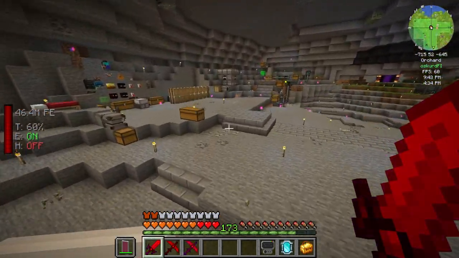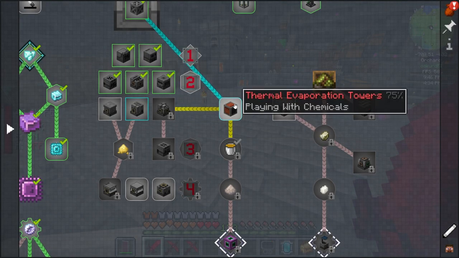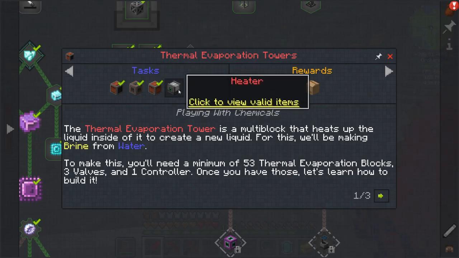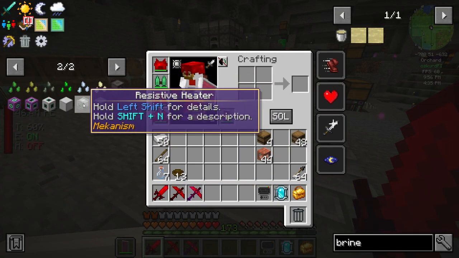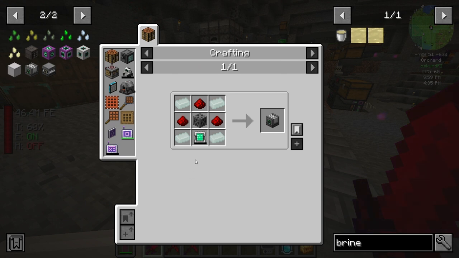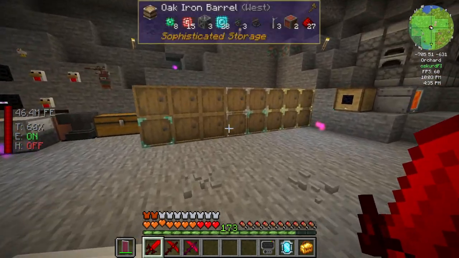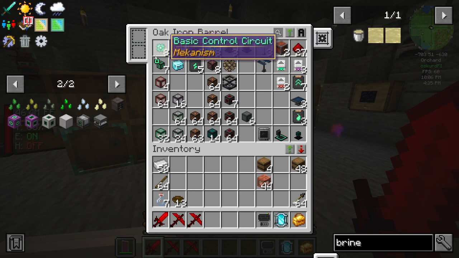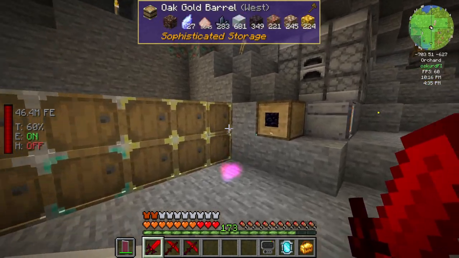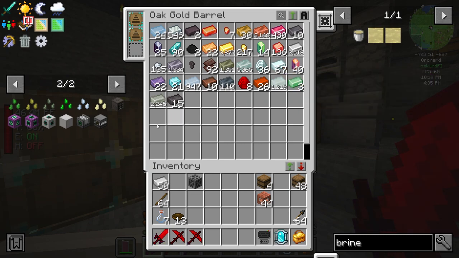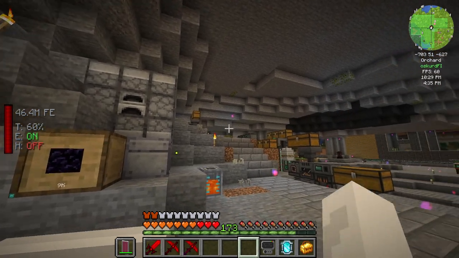But while that's happening, what else do we need for these evaporation towers? Heater. Oh right, that was it. Wait, did I remove heater from this list? No, I didn't. There it is. So let's make that one. What the hell is it? We don't need any of those actually. Just one of those. And then I guess it was... Wait, is it tin? It is, okay. Then we need alloy, then we need gold, then we need redstone.